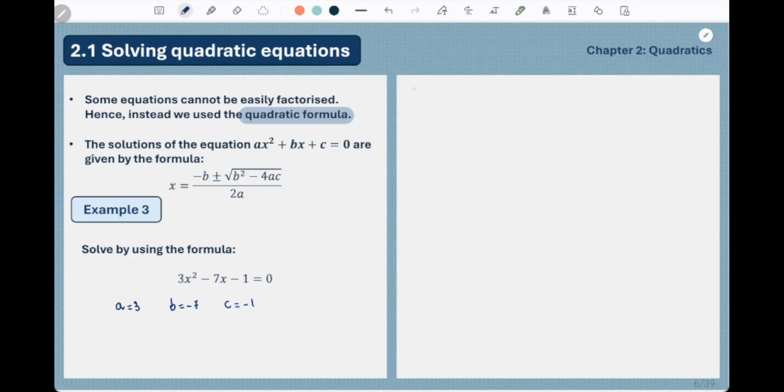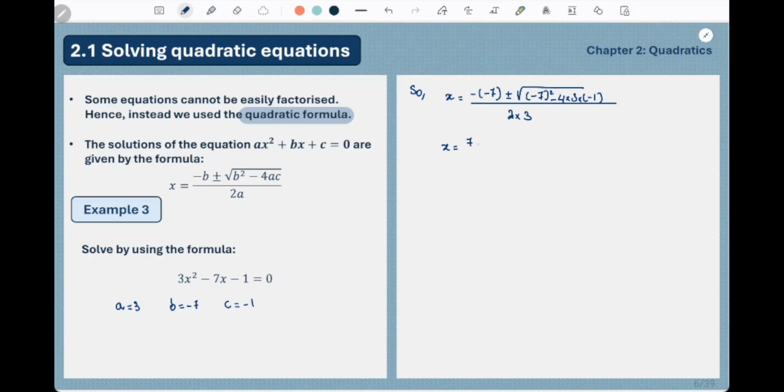Okay, so using the quadratic formula, x is equal to minus b, which is -(-7), plus or minus the square root of (-7) squared. See, I'm just applying the formula here. Minus 4, and my a in this case is 3, and my c is -1. And then divided by 2a, which is 2 times 3. So all that is left now is to simplify.